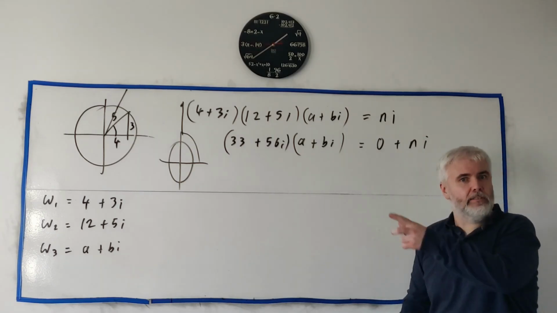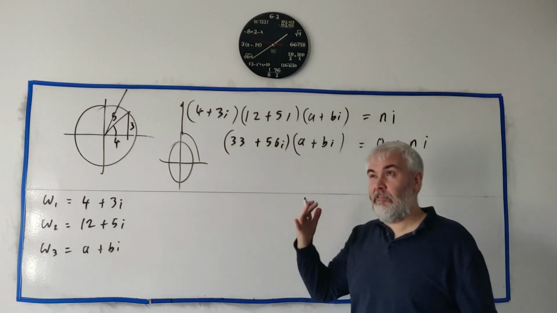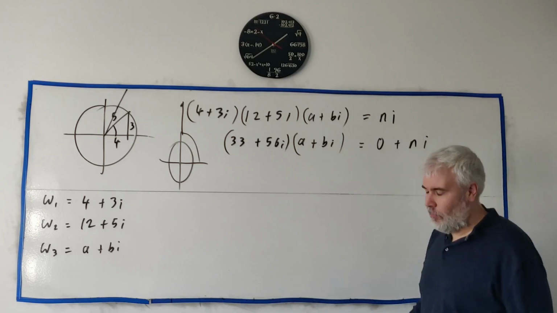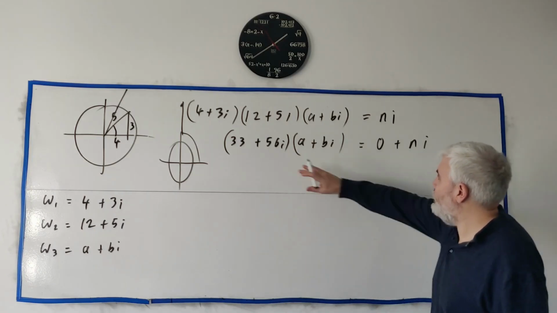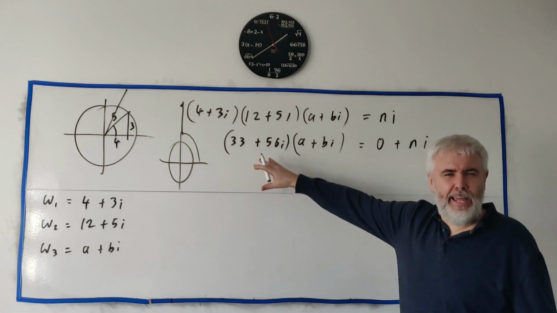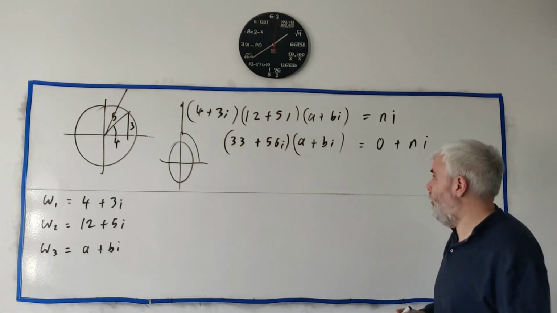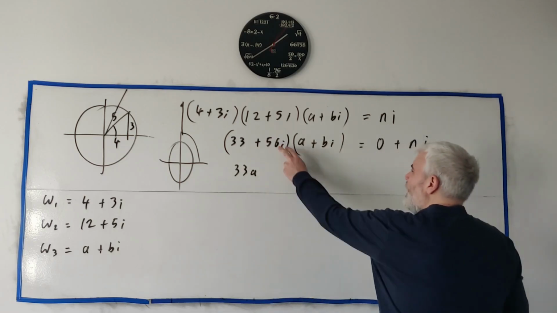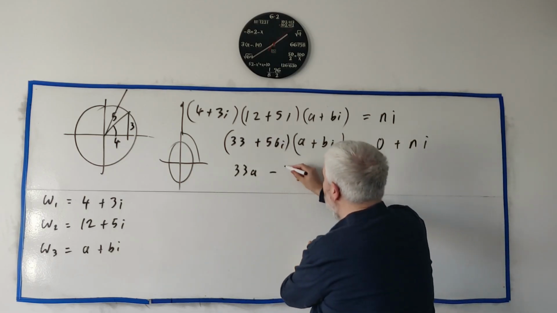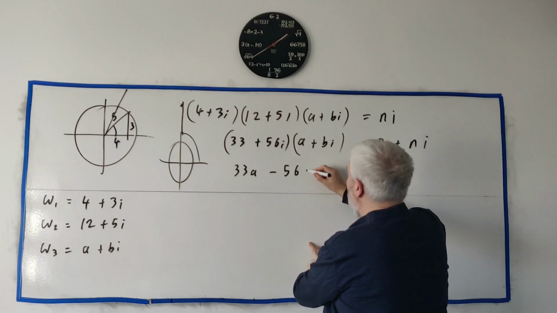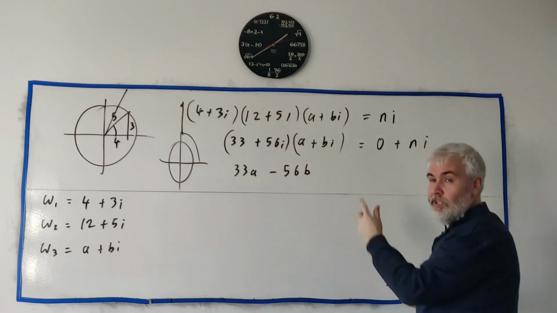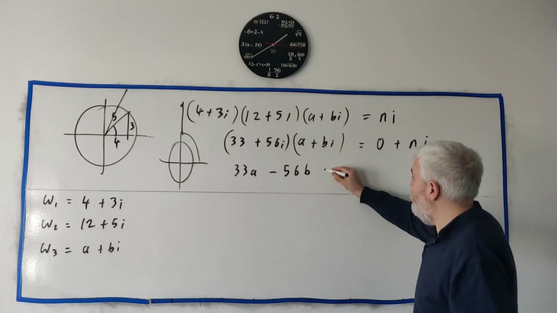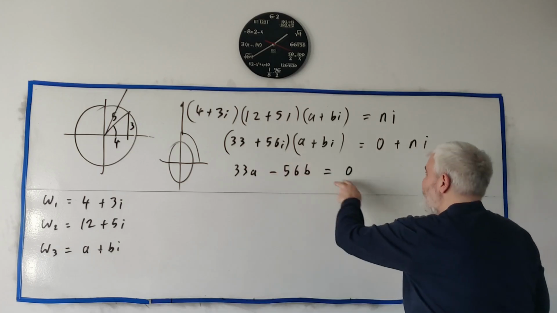I'm using n because I got inspiration from looking at an answer to this question online. Multiplying these out, I'm only going to interest myself in the real part this time. We get a real part by 33 times a, and we get another real part by minus 56 times b times i, two i's multiplied make a minus 1. So we're left with this, and we know this real part on the left has to equal the real part on the right.